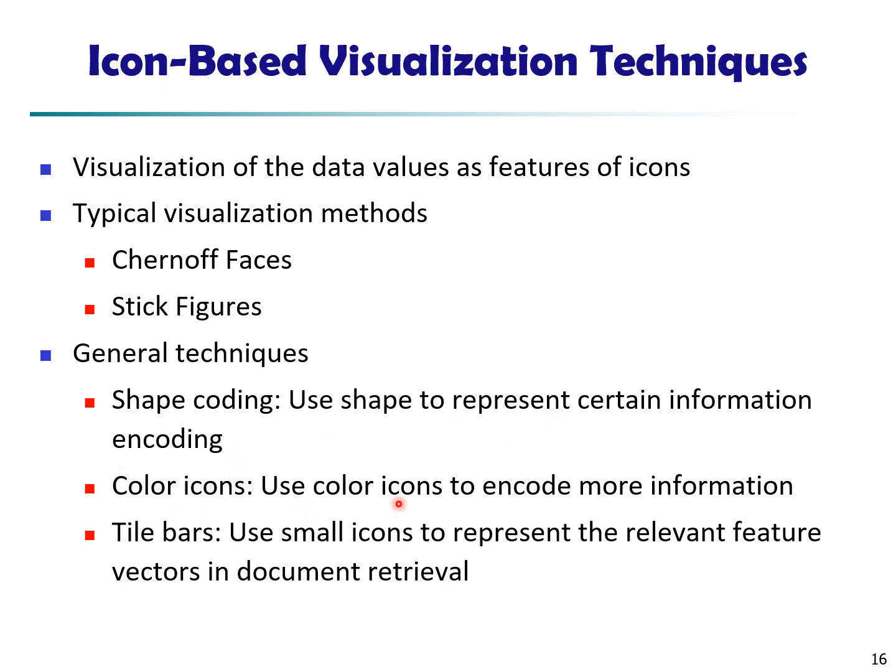The colors are also used to encode some information. So they show some information using colors. So red will mean this, green will mean that, etc. And the tile bars is the use of small icons to represent the relevant feature vectors in document retrieval. So this is actually used with documents.